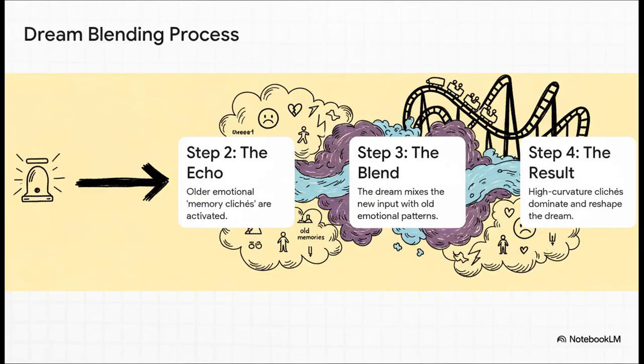So how does this whole thing work? Well, first you have the trigger. In our case, the invitation. That simple trigger then awakens these really powerful old memory cliches. Maybe feelings about being judged or performing in front of people. Then the brain does something amazing. It blends the new, calm event with these old, emotionally charged echoes. And because those old echoes are so intense, they just completely take over, reshaping the story and giving the dream its high curvature roller coaster feel.